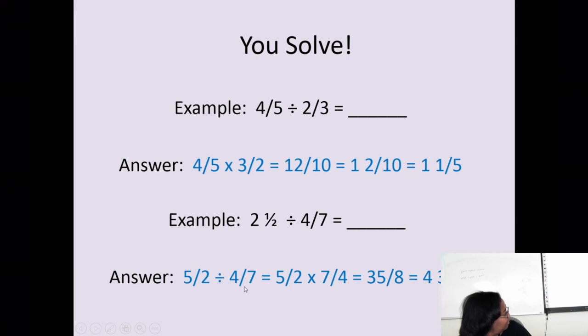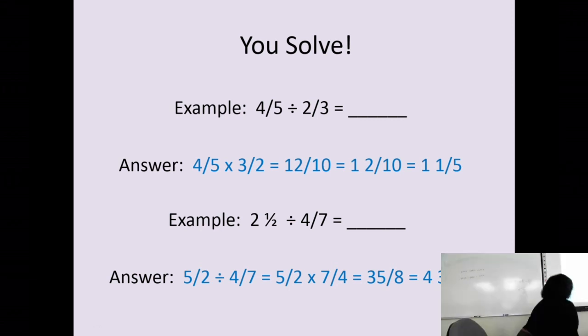And then on this one, we're going to get 5 over 2 divided by 4/7, which is keep, switch, and flip. That becomes 35 over 8. And when you divide it, you're going to get 4 3/8. So those answers look good. Any questions on those 2?